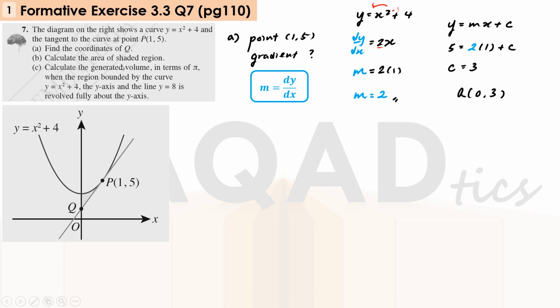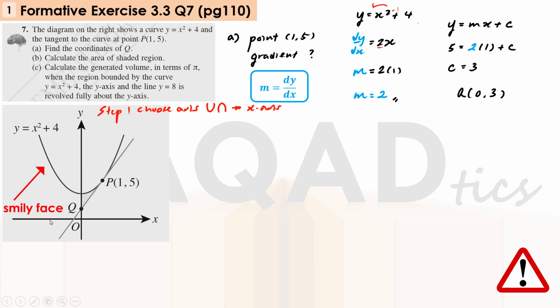And the next question is, we need to find the area of the shaded region, which is somewhere between the curve and the straight line. So in the previous video, lesson 8, I mentioned that to find the area of a shaded region, we need 2 steps. The first step here is to choose our axis, either the y-axis or the x-axis. I've also given a tip that if you see a smiley face or sad face, usually we should use the x-axis. Okay, so let's use the x-axis for this question.